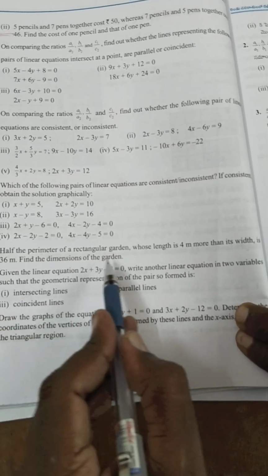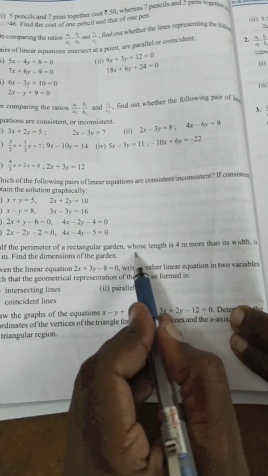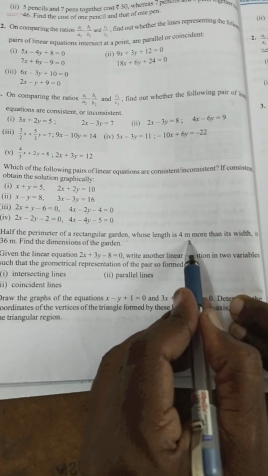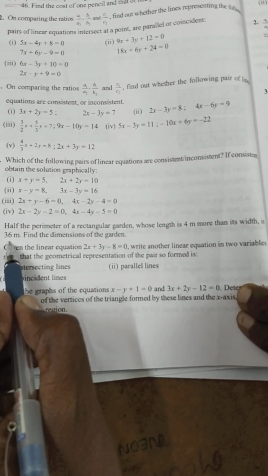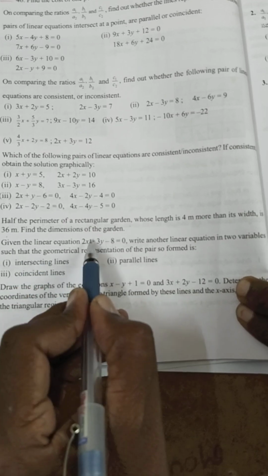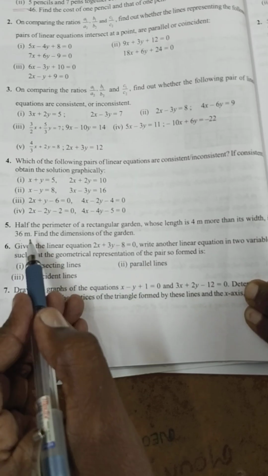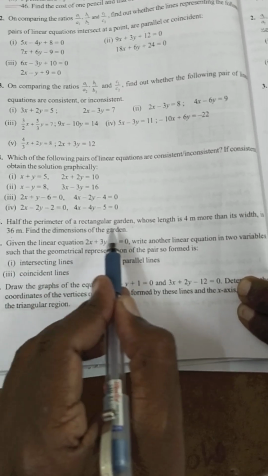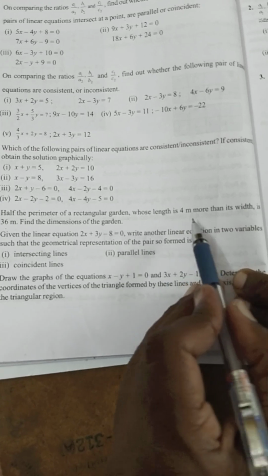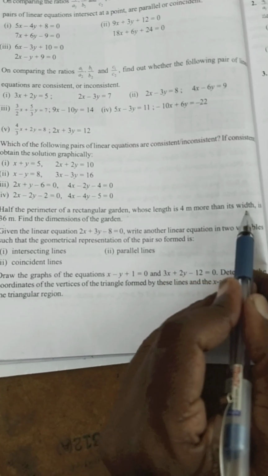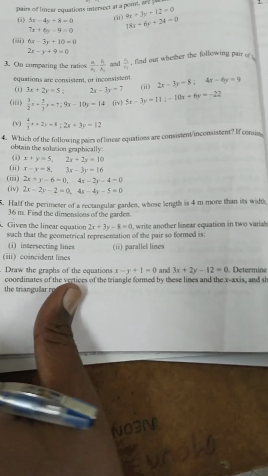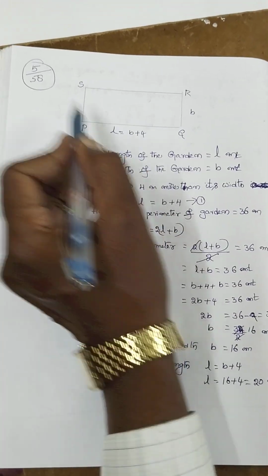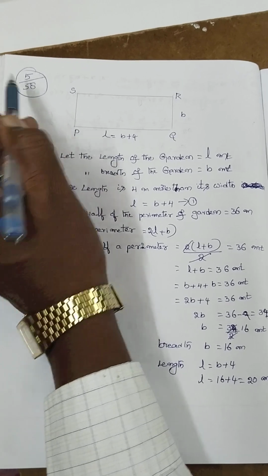Half the perimeter of a rectangular garden whose length is 4 meters more than its width is 36 meters. Find the dimensions of the garden. Listen again. Half of the perimeter of a rectangular garden, whose length is 4 more than its width, is 36 meters. Find the dimensions. First we have to draw the rectangle. Page number 58, problem number 5.